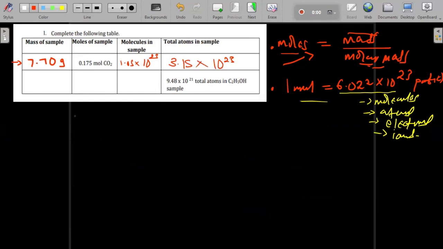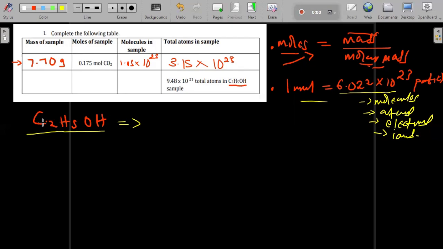Okay, so the next one now, we have an empty mass, empty number of moles, empty number of molecules, and then we just have the number of atoms in this sample. Okay, so this sample here is C2H5OH. So this is what we have there. Okay, so the first thing that we are going to do is convert this number of atoms that we can see here to the number of molecules. Okay, we're going to convert them to the number of what? Molecules. So what are we going to do? We are going to say that one molecule of this C2H5OH contains how many atoms?